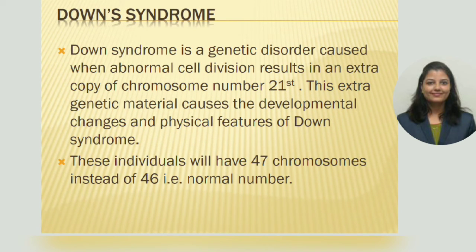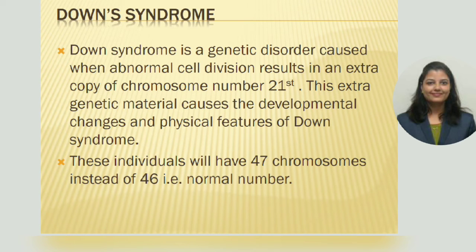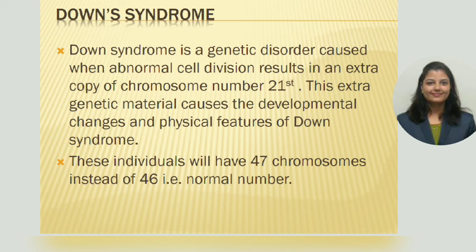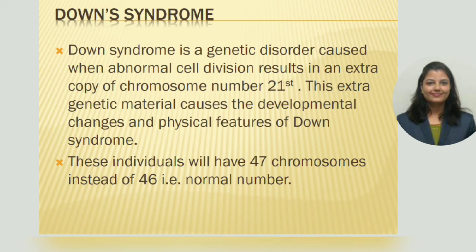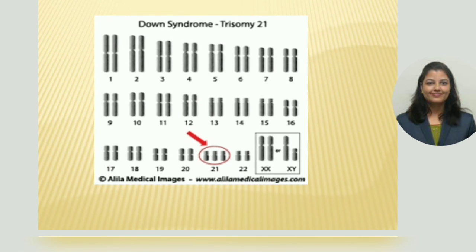The next is Down syndrome. Down syndrome is a genetic disorder caused when abnormal cell division results in an extra copy of chromosome number 21. Always remember that it is the 21st chromosome that has an extra copy. This extra genetic material causes the developmental changes and physical features of Down syndrome. These individuals will have 47 chromosomes instead of 46, which is the normal number. So 46 is the normal number, but in case of Down syndrome, the child will always have 47 chromosomes.